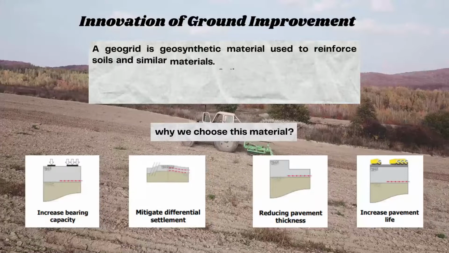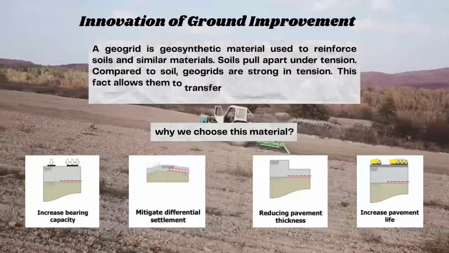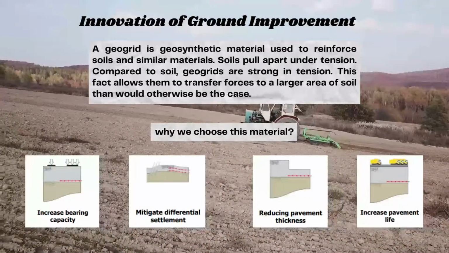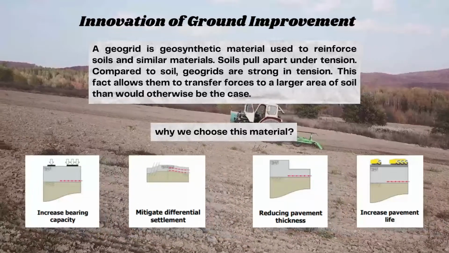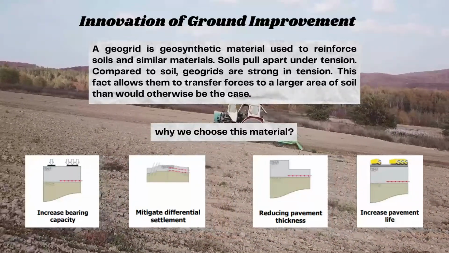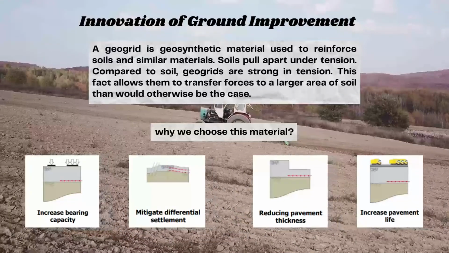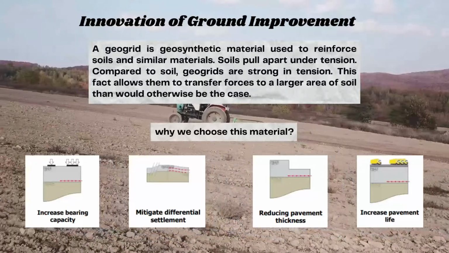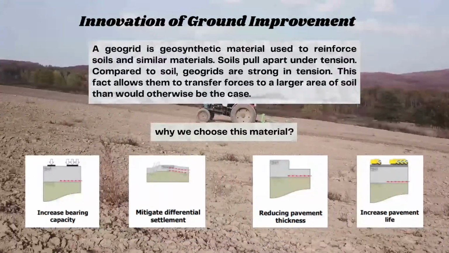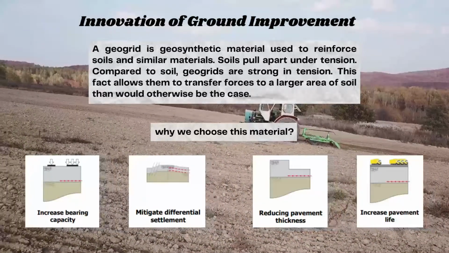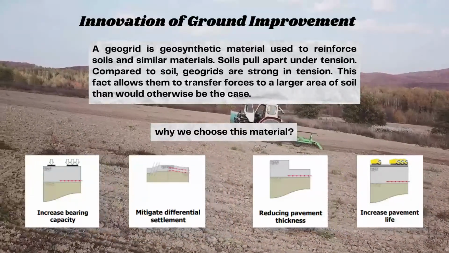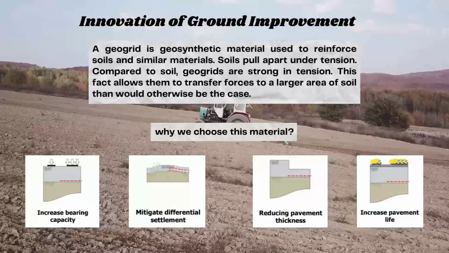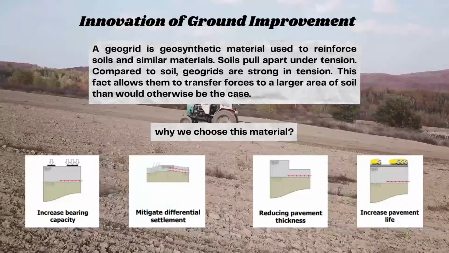Innovation of ground improvement. We highlight the enhancement we employed to further reinforce the ground improvement in order to support the greater weight. We employ the geogrid approach as an innovation. A geogrid is a geosynthetic material used to reinforce soils and similar materials. Soil pulls apart under tension. Compared to soil, geogrids are strong in tension. This fact allows them to transfer force to a larger area of soil than would otherwise be the case.